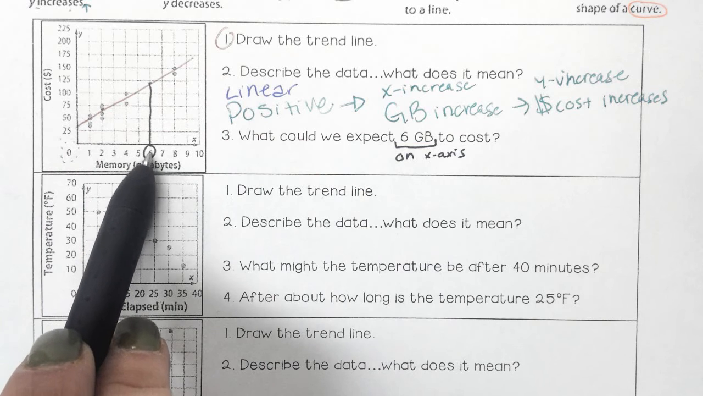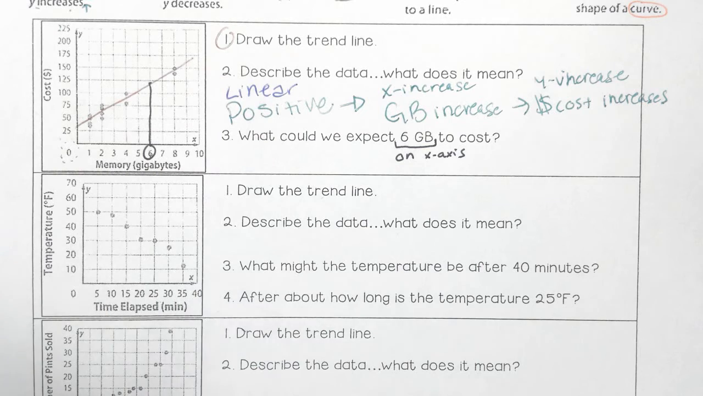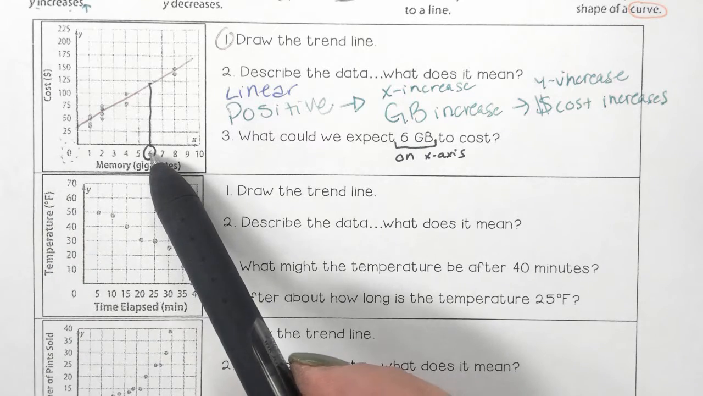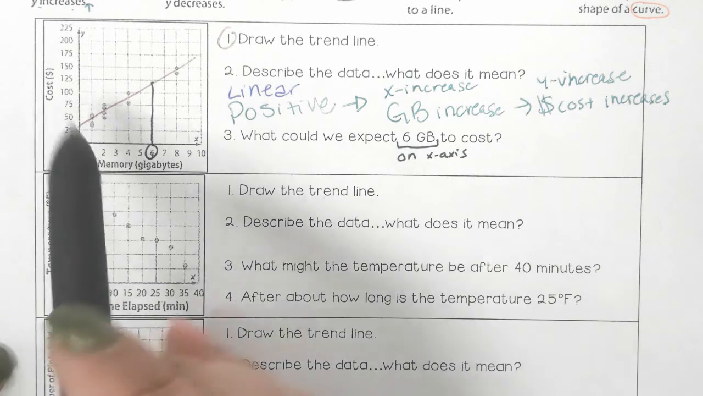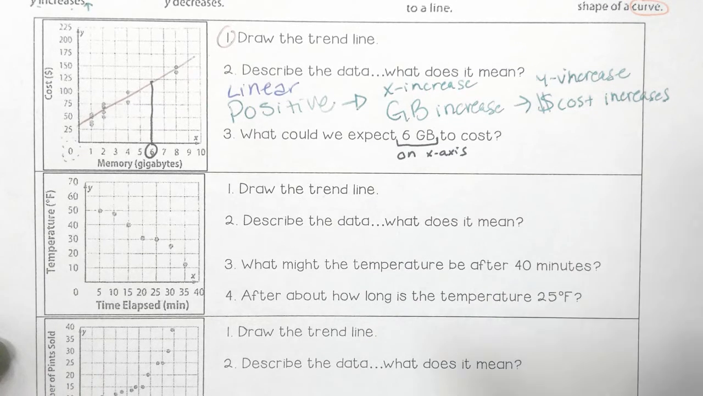If I tried to do this without the trend line, I would never be able to stop because there's not any dots, there's not any line, there's no pattern, there's no data at 6. So I have no idea what something with 6 gigabytes would cost at any store right now. But using a trend line, I can predict what I might have to spend on average.